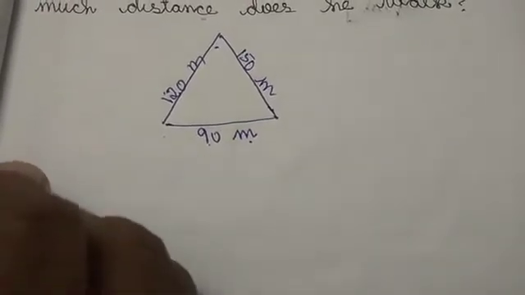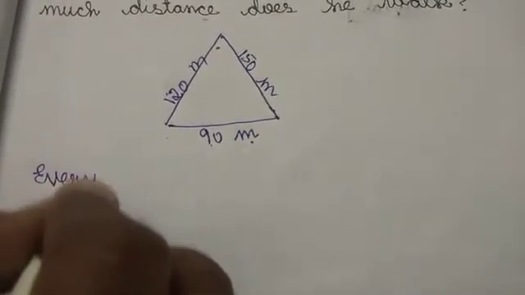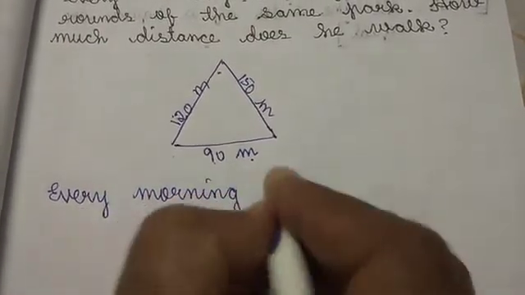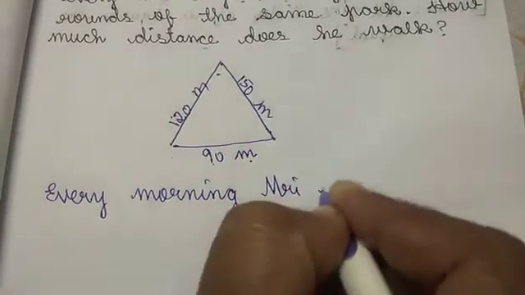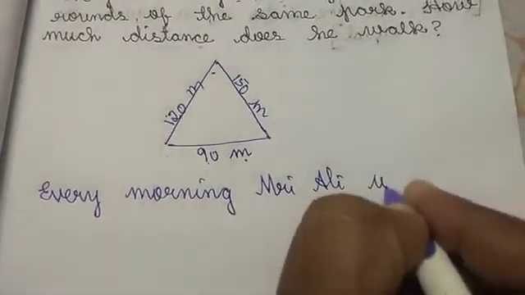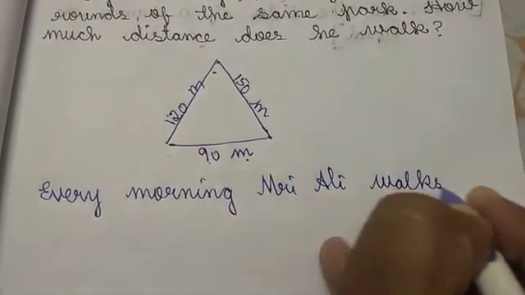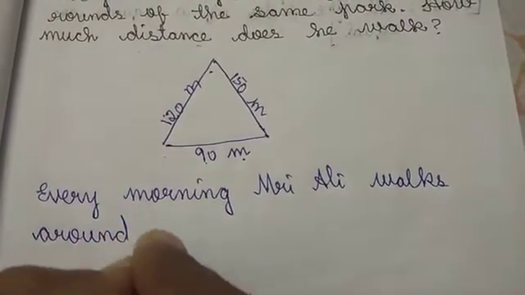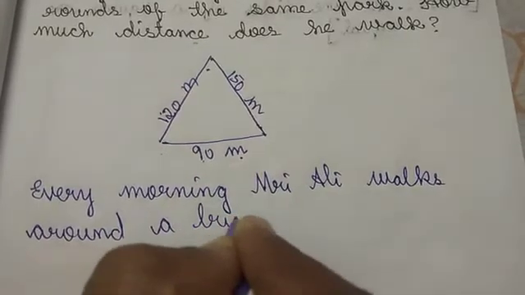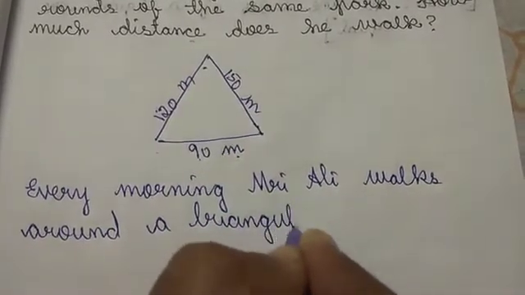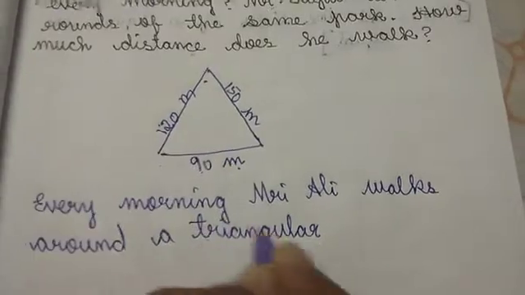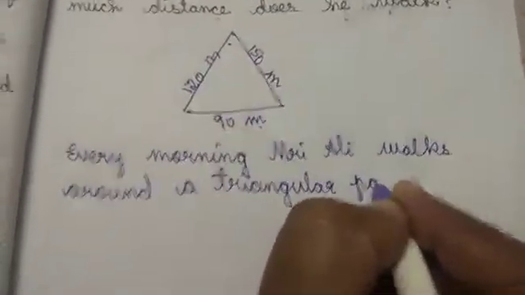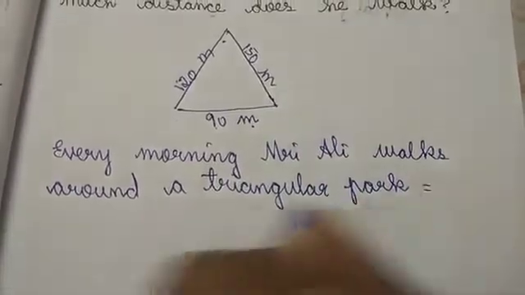Every morning, Mr. Ali walks around a triangular park. You have to know which is rectangle, which is triangle and all, children. Okay, triangular park. So how much, children?